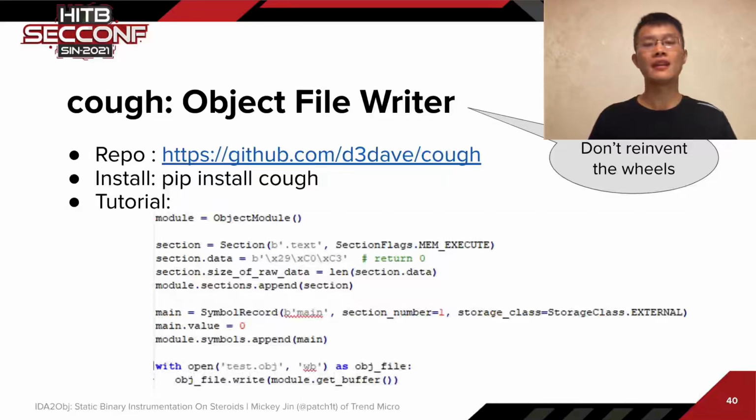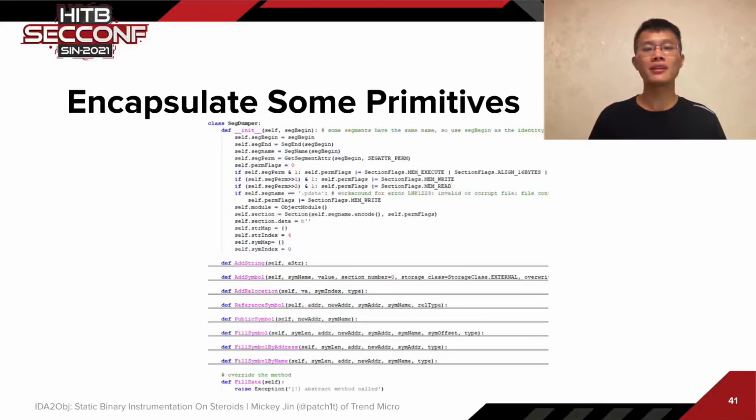Next, I implement a class StackDumper to encapsulate some primitives. AddString method is used to add an ASCII string to the string table. AddSymbol method is used to add a symbol record. It will call the AddString method. AddRelocation method is used to add a relocation record. PublicSymbol method and ReferenceSymbol method will call the methods above.